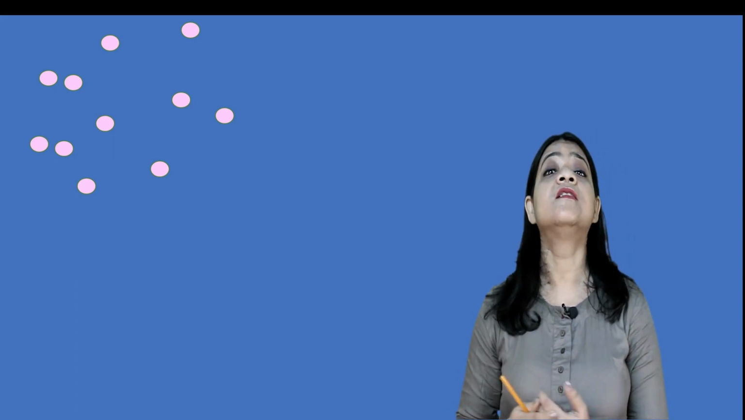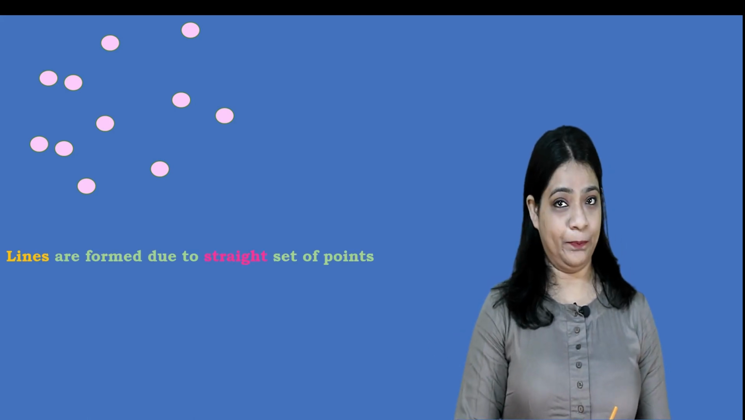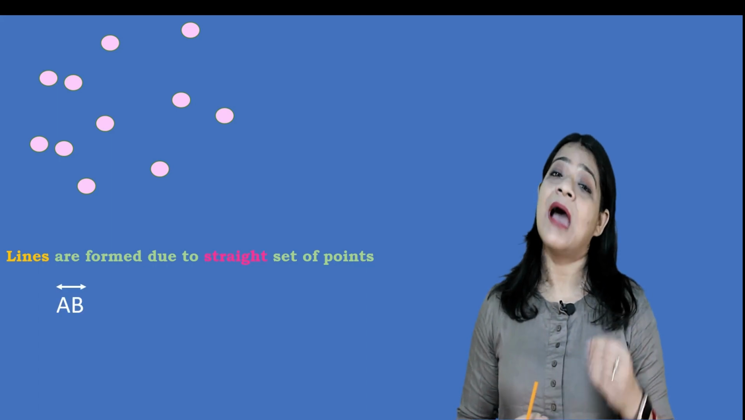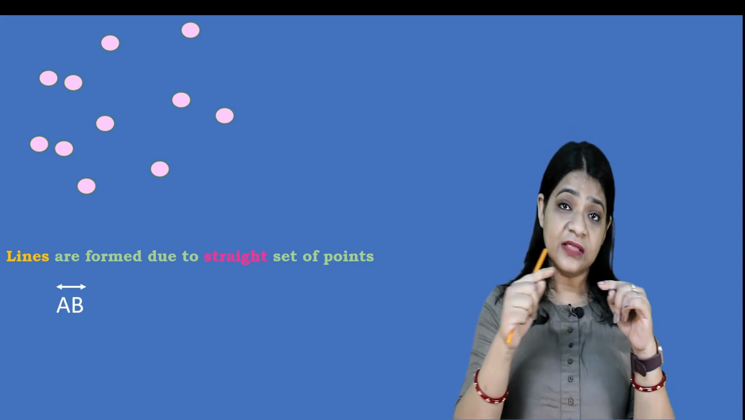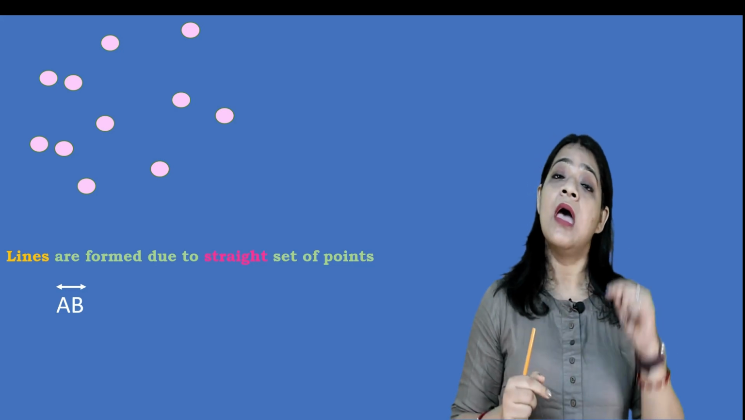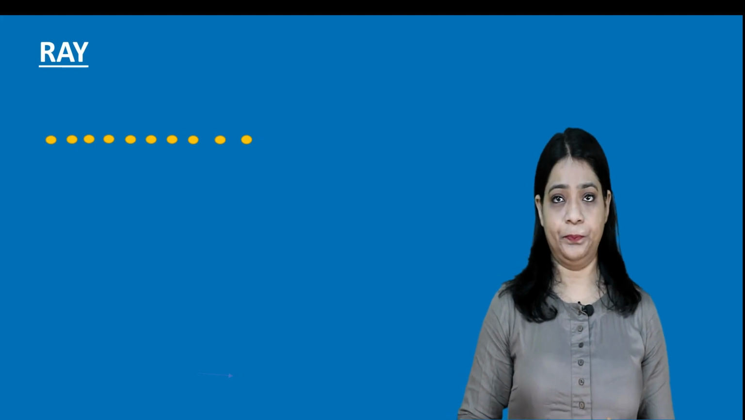Suppose you are given a set of points and you are asked to get a line out of it. Will you be able to do so? No, because these points are not lying in a straight plane. A line is denoted by, suppose AB is a line, and above it we give a bar with two arrows, which indicates a line.